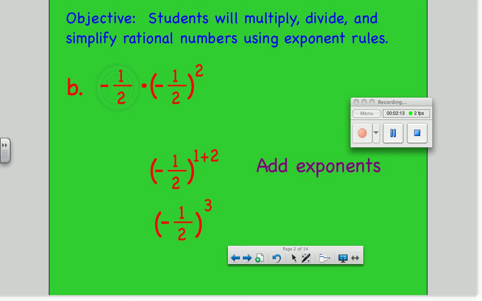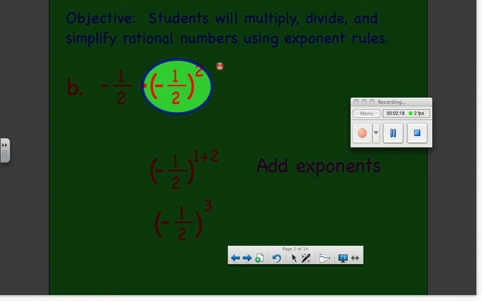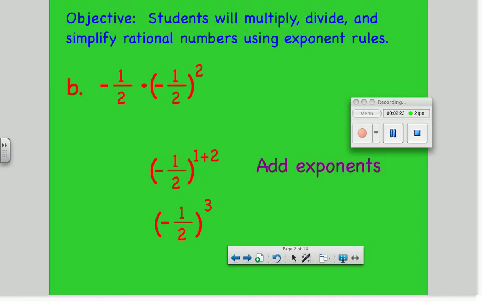And then on this one, how many do we have? We have 2. The exponent is 2. So I have negative 1/2 times negative 1/2. So the total number of times I'm multiplying this is, I'm multiplying this one once, and I'm multiplying this one twice. So once and twice, which is a total of 3 times. So the base stays the same, negative 1/2 doesn't change. How many times you are multiplying it total altogether is the exponent. Okay, so this is example B.